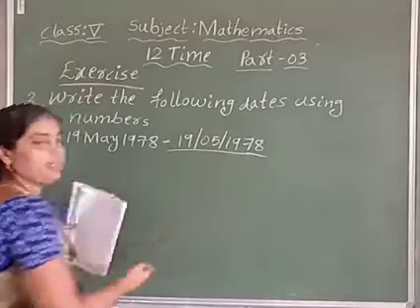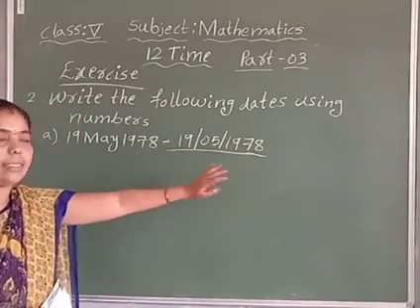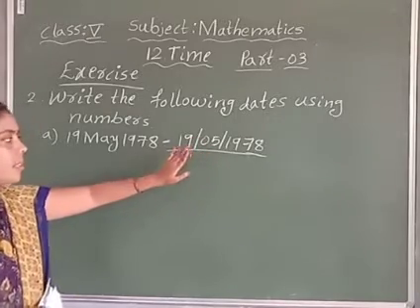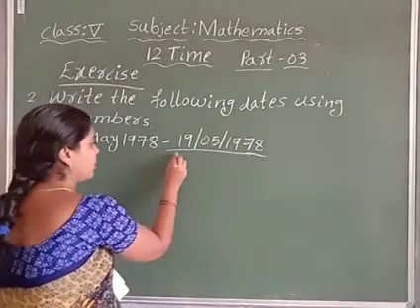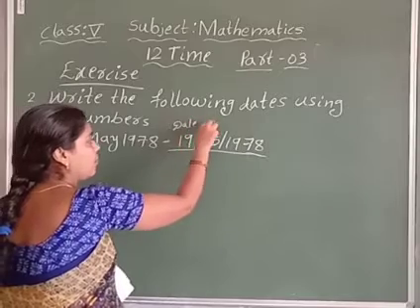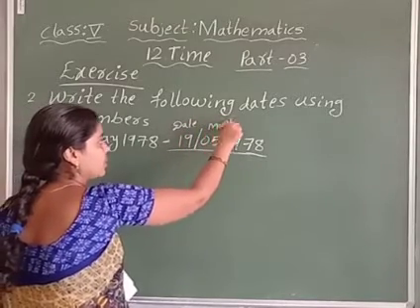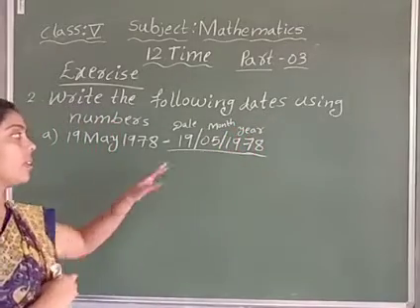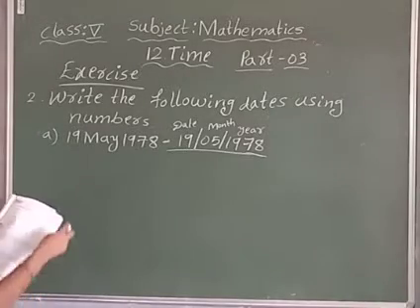If you understand, see here: 19/5/1978. 19 is the day, 5 is the month, and this is the year. I wrote here simply day, month, year, just for your understanding purpose. Okay. So next one, B1.